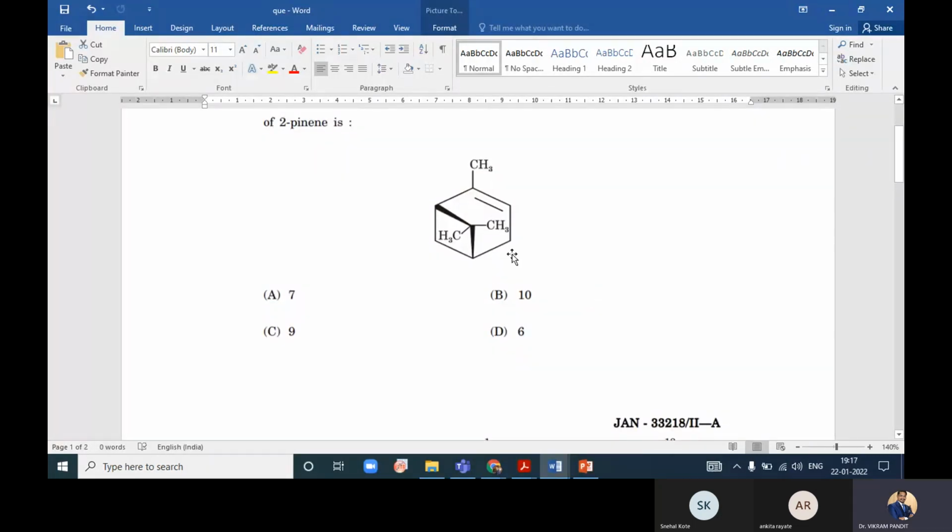Just follow the path, go clockwise or anti-clockwise. See, this CH3 is definitely different from these CH3s. Why? Because this is attached to the double bond and this is present on this carbon only. So it will be 1. Here there is one hydrogen, so 2, 3, CH2, 3. Here there is one hydrogen, 4, 5, 6, and 7. So your answer must be A, 7.